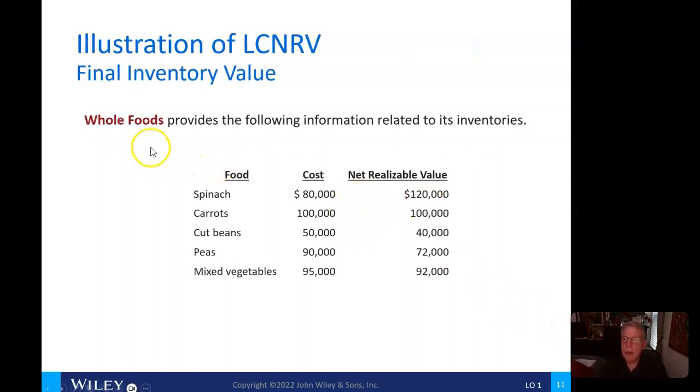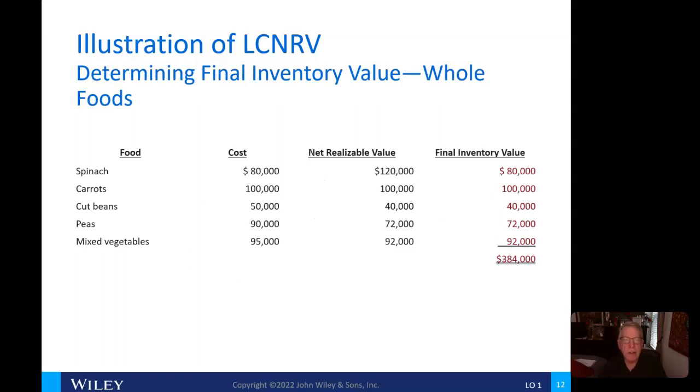All right, so let's look at Whole Foods. Here, this is the lower of cost or net realizable value. So here's the food, its cost, its net realizable value column here. So we have spinach, carrot, beans, peas, and mixed vegetables. Now if I look at where the cost is less than the net realizable value, we're going to bring that cost over as the final inventory value.